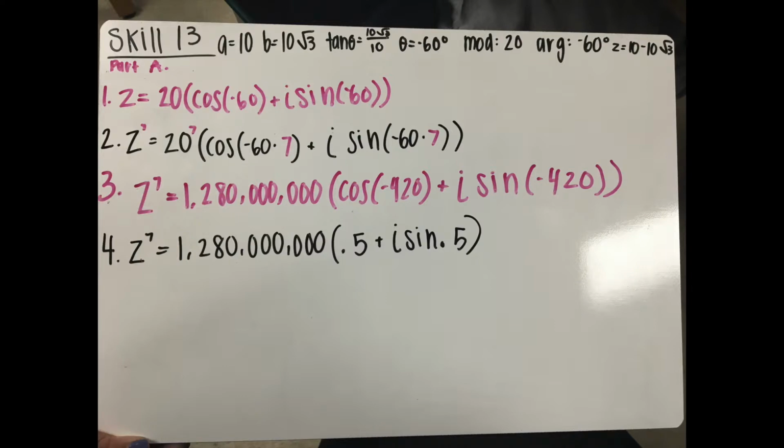1,280 billion times cosine negative 420 plus i sine negative 420, which simplified to 1,128 billion times 0.5 plus i times 0.5.